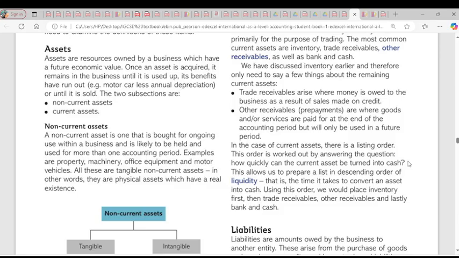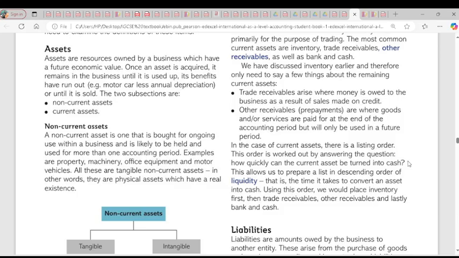So why do we have current assets? We have current assets because they are used to turn to cash. So the intention of keeping them is to use them as soon as we need cash. That's the intention of the current asset. I think it's clear. So examples, I made examples already.